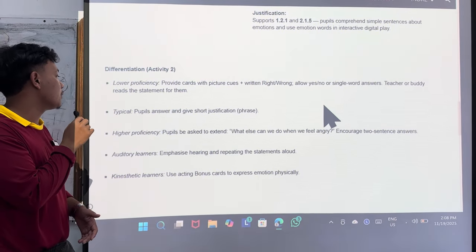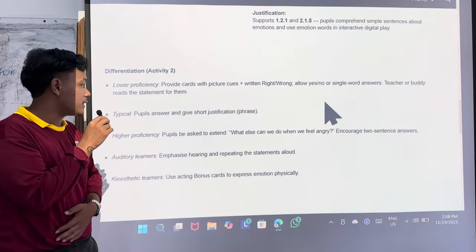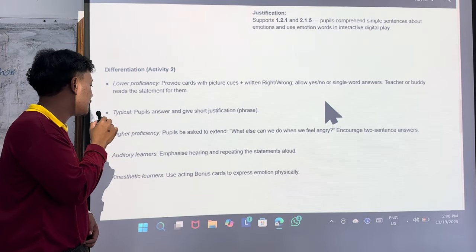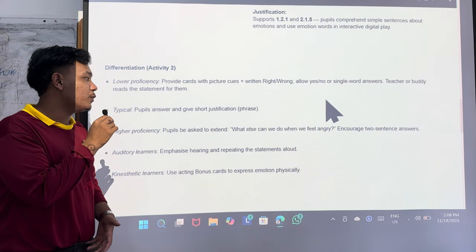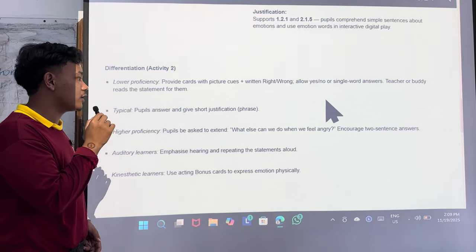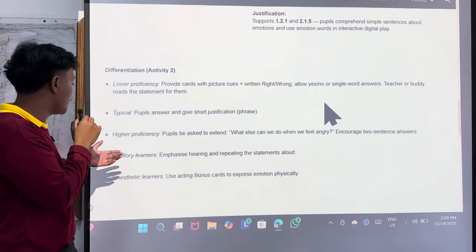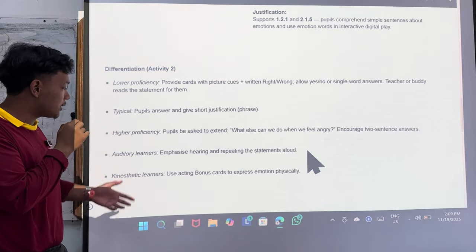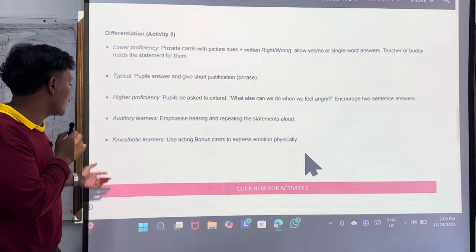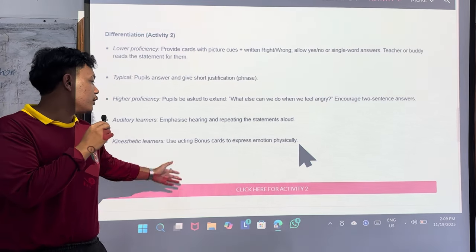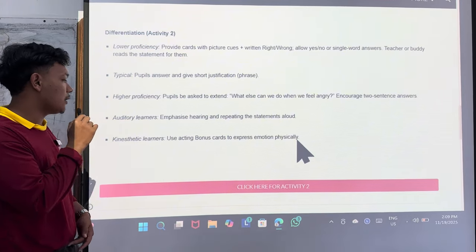For typical students, pupils answer and give a short justification, like a simple phrase. For higher proficiency, pupils will be asked to extend: what else can we do when we feel angry? Or encouraged to give a two-sentence answer. It also supports auditory learners by emphasizing hearing and repeating the statement aloud. And it also supports kinesthetic learners using an acting bonus card to express emotion physically.